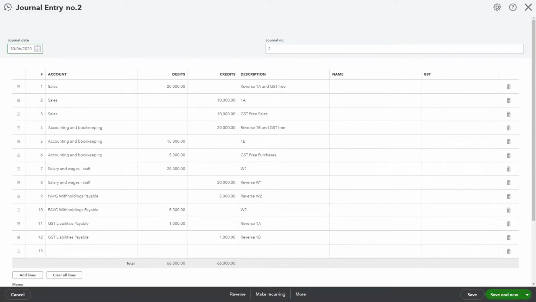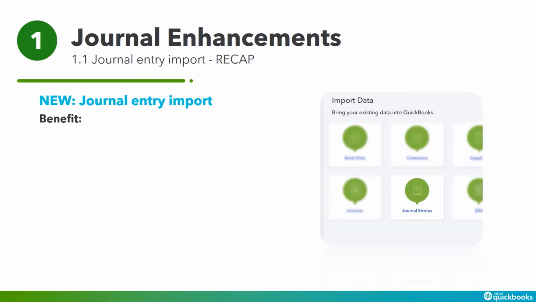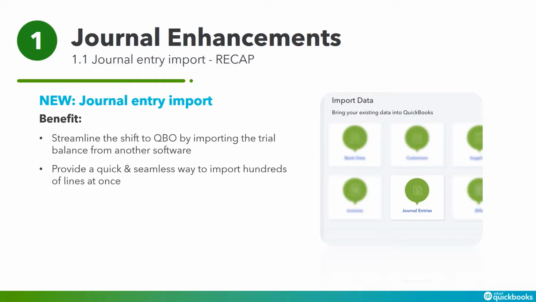Thanks for that, Steve. Setting up a client on QBO or getting their books up to scratch is now easier than ever with the new Quick Import. The new tool allows a quick and seamless way to import hundreds of lines of data at once. This is especially time-saving when exporting a trial balance from an old accounting system and then importing it into QBO. It's quick and easy, and most importantly, there's less chance for manual error.